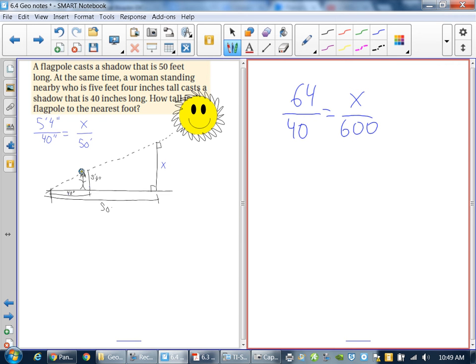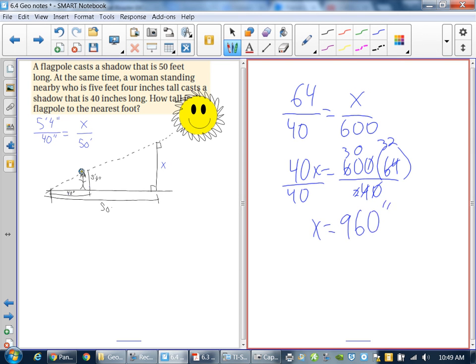There's your 600 inches. Now, do I need to simplify that first ratio? No, you've got a calculator. Cross multiply and solve. That'll give you your answer in inches. What is that? That is 960 inches.